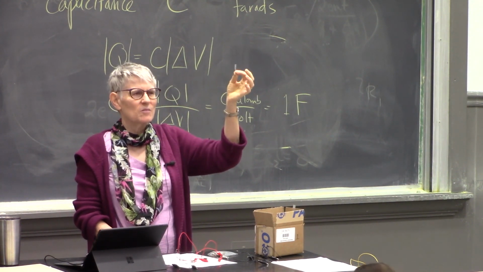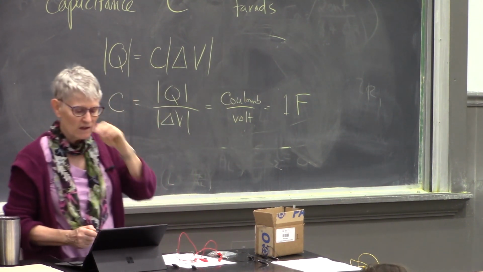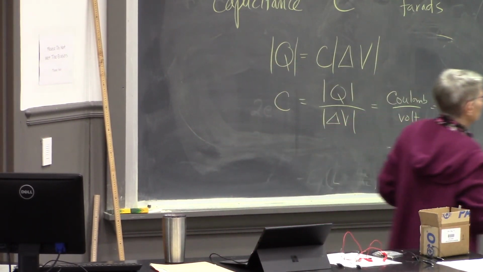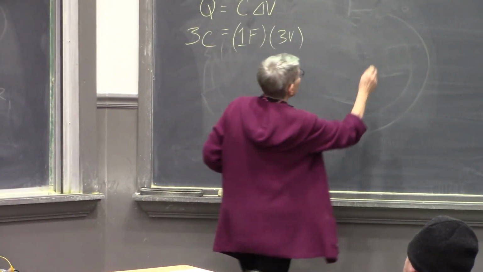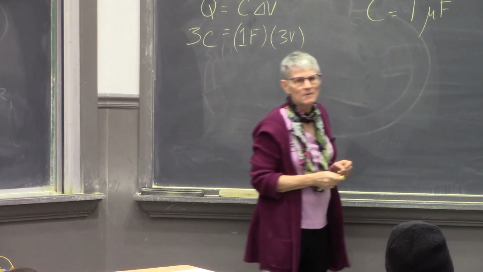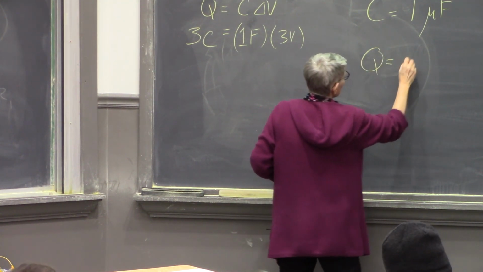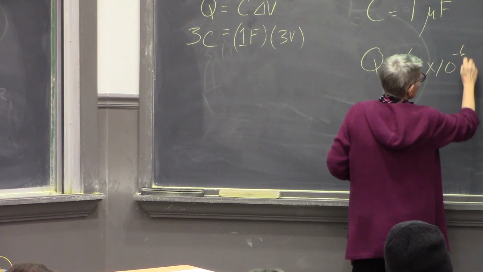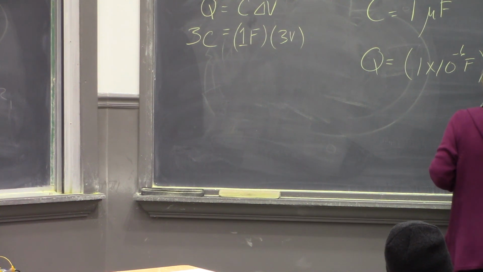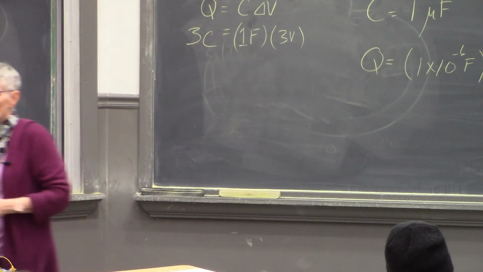Now these are very unusual capacitors, actually. They're sometimes called supercaps. Most of the capacitors that you'd see in ordinary circuits have capacitances of something like 1 microfarad. If it was 1 microfarad, Q would be 1 times 10 to the minus 6 farads times 3 volts, which would give us a microcoulomb, which is what you're going to get in ordinary circuits.